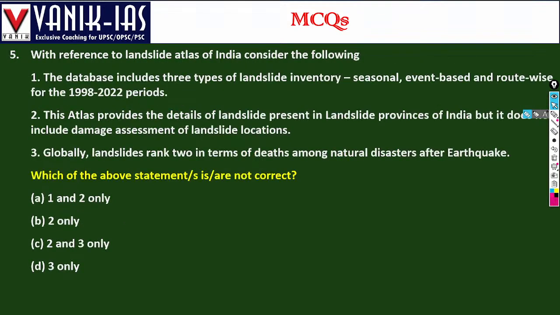Then coming to 5, with reference to the Landslide Atlas of India, consider the following. The database includes three types of landslide inventory: seasonal, event-based, and route-wise for 1990 to 2022. So that is correct. Then this atlas provides the details of landslides present in landslide provinces of India, but it does not include damage assessment of landslide locations. That is correct. Globally, landslides rank 2 in terms of death among natural disasters after earthquake. This is not correct. So 3 is incorrect. So answer will be D.